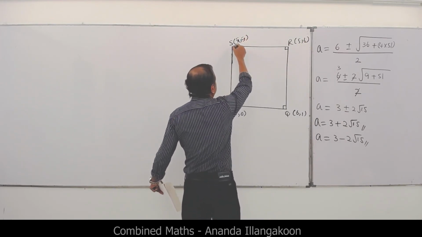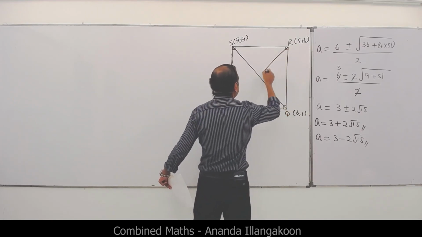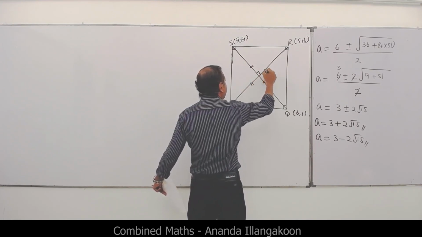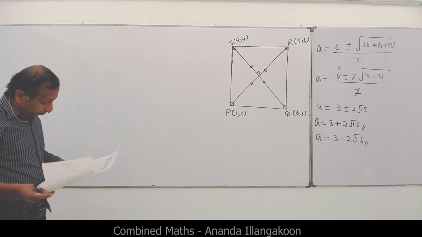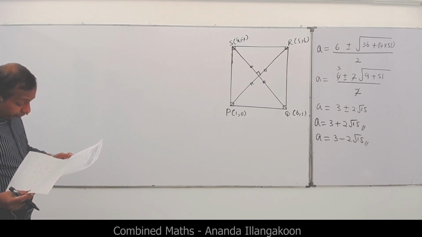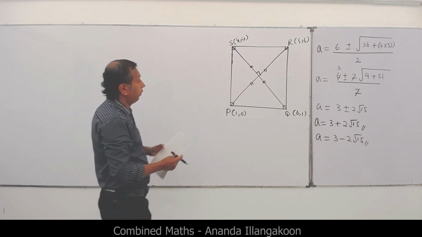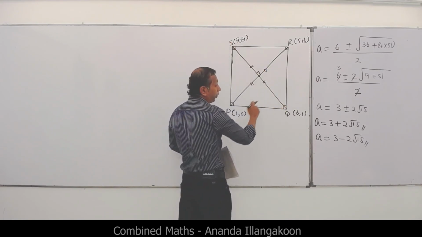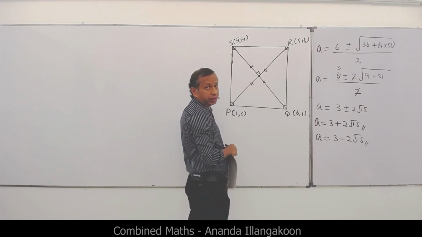This is a square, no? Then the diagonals bisect each other at right angles. Here 90 degrees, these two are equal, these two are equal, all 4 parts are equal. But it's asking us to find the coordinates of the point S. Now, this is the midpoint of the QS diagonal, and the same point is the midpoint of the PR diagonal.